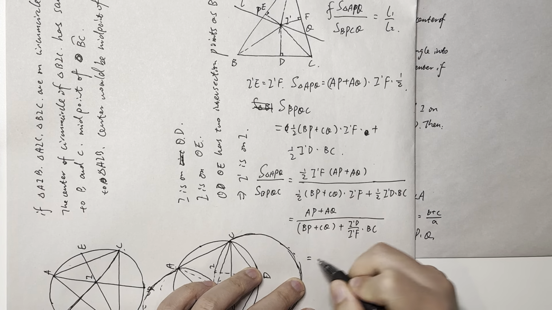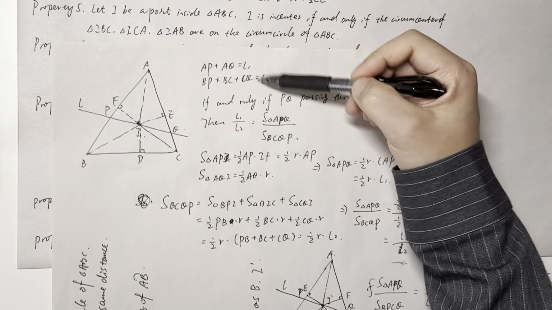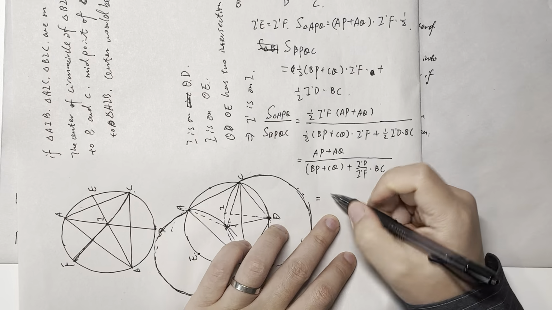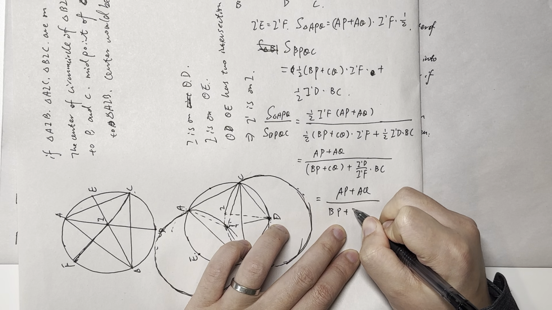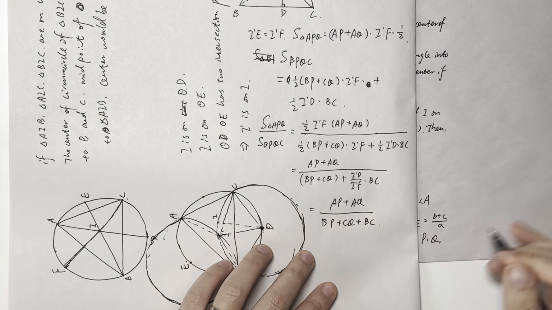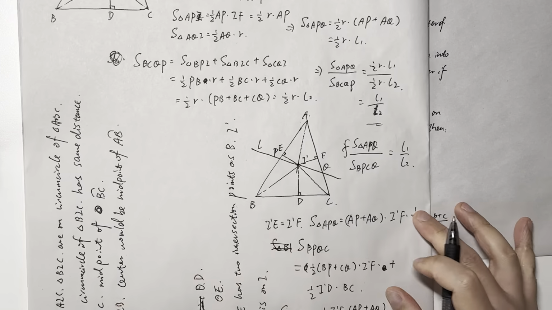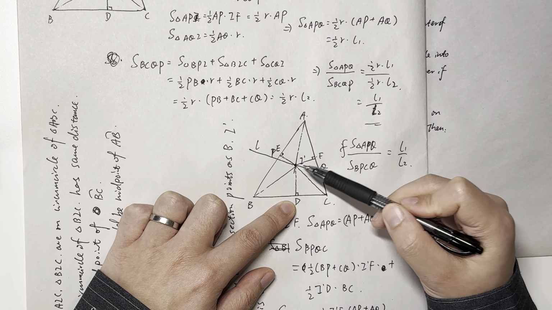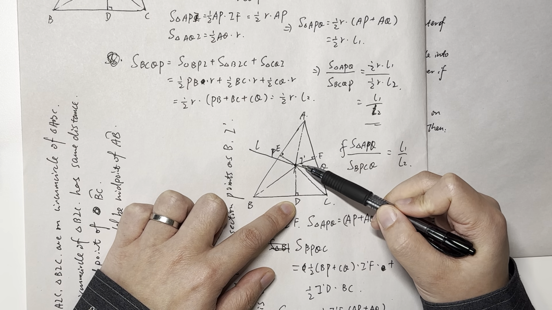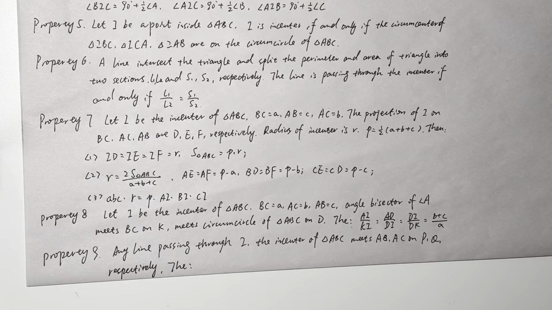And we know this one equals L1 to L2. What is L1? It's this one, L2 is this one. So L1 to L2 is (AP plus AQ) to (BP plus CQ plus BC), which means I prime D to I prime F equals 1, right? When I prime D to I prime F equals 1, it means that I prime E equals I prime F equals I prime D, which means I prime is a point that has the same distance to 3 edges, which means I prime is the incenter. Okay.